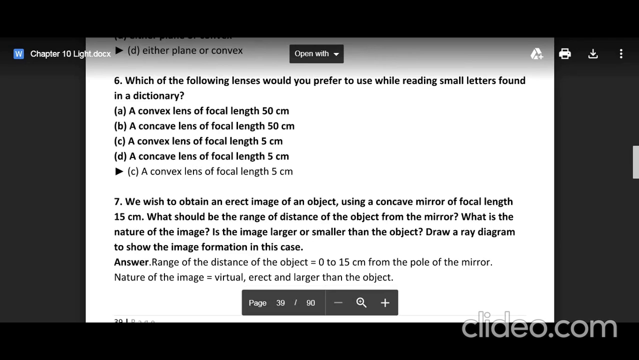Reading small letters found in a dictionary. In order to read the small letters found in the dictionary, we should use such a kind of lens that helps us to see small objects as larger images, right? So it's a convex lens of focal length 5 centimeter.